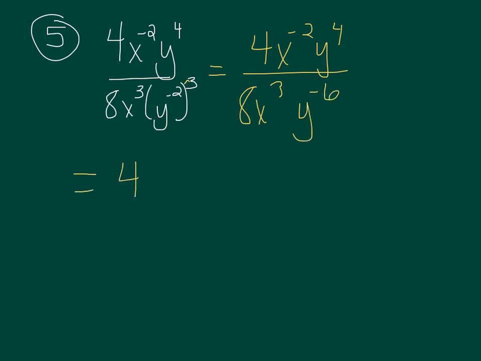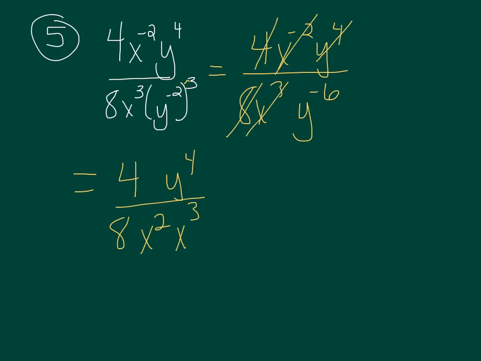So I have 4 stays, my x to the 2nd gets moved down and becomes positive, y to the 4th is staying, my 8 is staying, x to the 3rd is staying, y to the negative 6 gets moved up and becomes positive. Okay. Now 4 over 8 is 1/2.